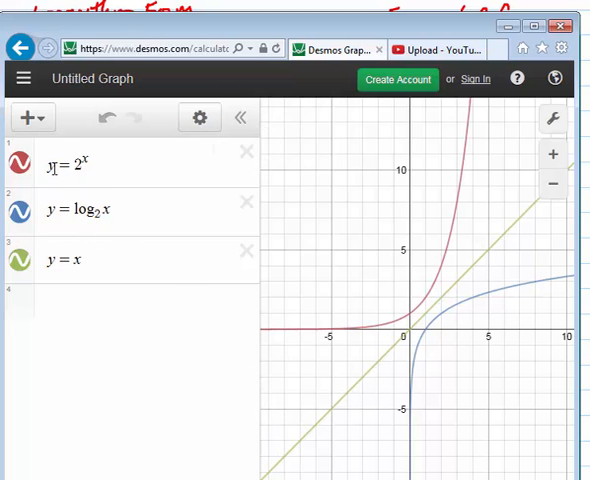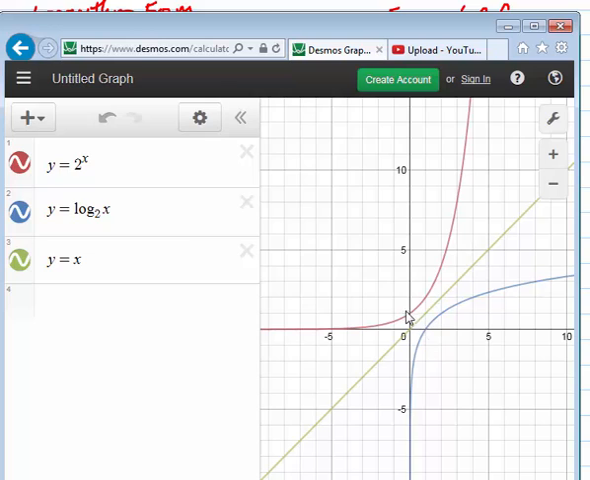And we have the function y is equal to 2 to the x, and that's the function that we saw before. And the line y is equal to x, and we have log base 2 of x, and it looks like this. Those are inverse functions.